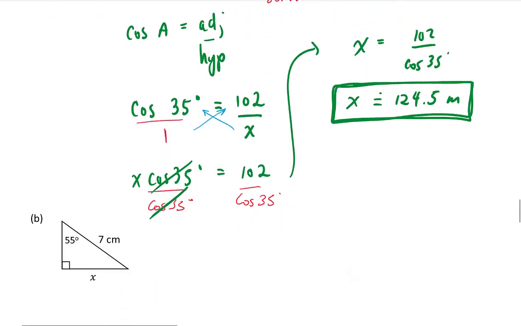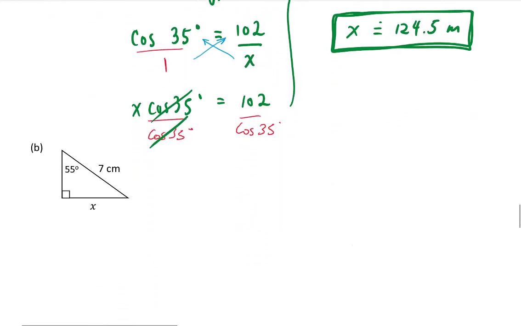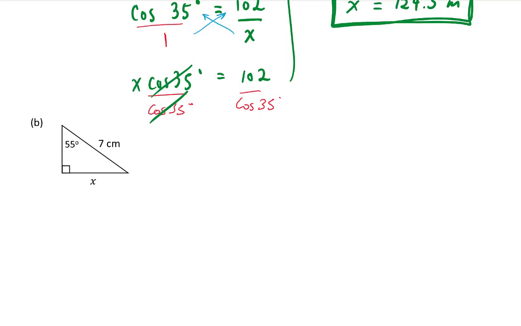Let's try this again. So here's the next one. Start with the angle that we're focused on. That's this angle here, 55 degrees. Again, we know this is the hypotenuse. This x here is opposite 55, so that is the opposite side. If we want, we call that A again. So this is A, B, and C. So this is opposite angle A.